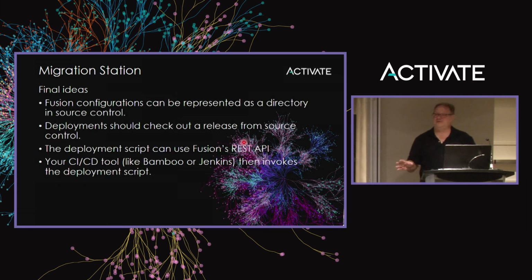So, some final ideas to walk away with. Fusion configurations can be represented as a directory in a source control system, so it's very simple to have that in source control. Your deployments should check out a tagged version and have a deployment script that uses the REST API to push it up, so your CI or CD tool can do this for you. It's all about not doing it yourself, just pushing a button and having it done.